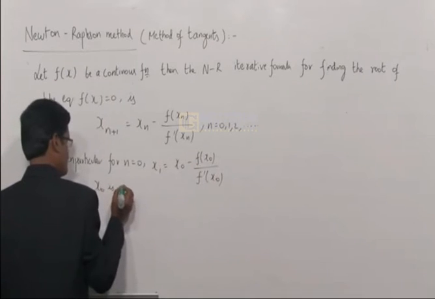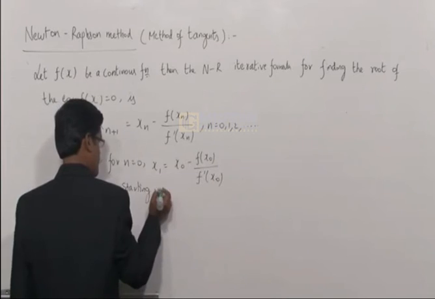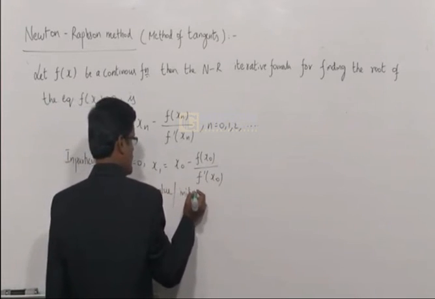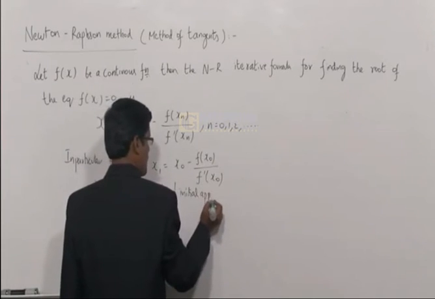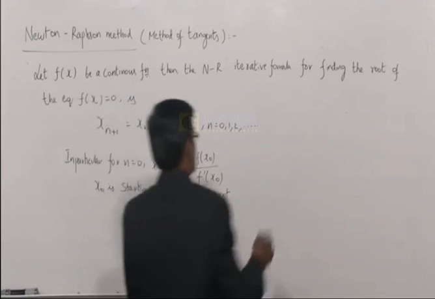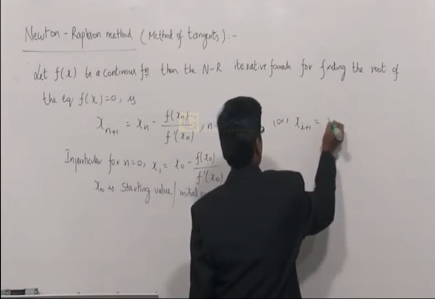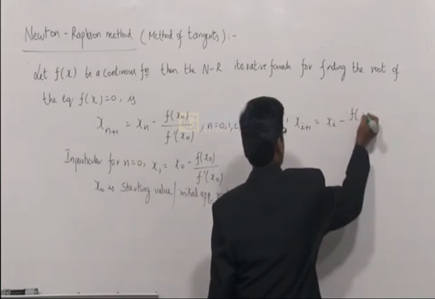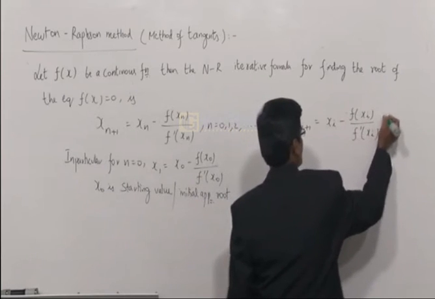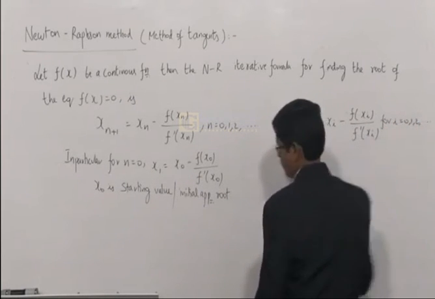x0 is the starting value or initial approximation root. In some textbooks, this iteration formula is given as x_{i+1} = x_i - f(x_i) / f'(x_i), for i = 0, 1, 2, and so on.